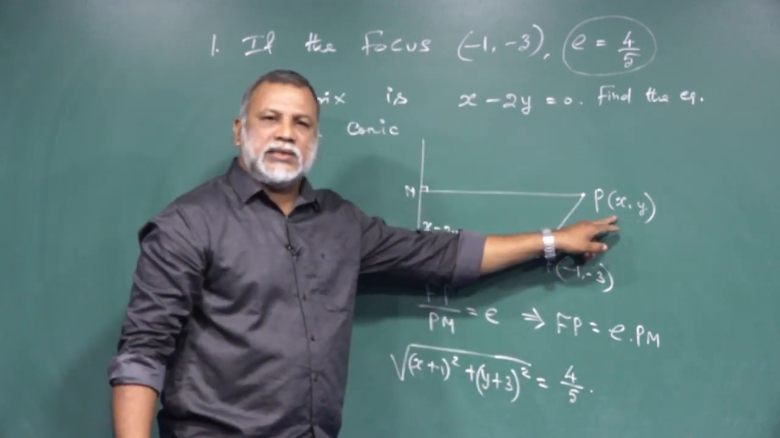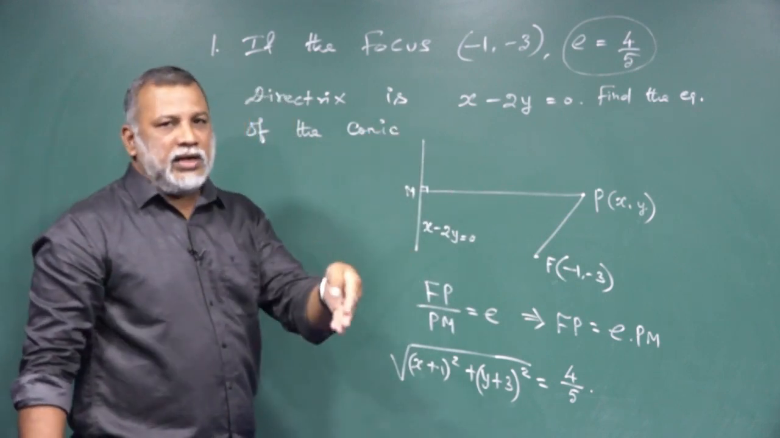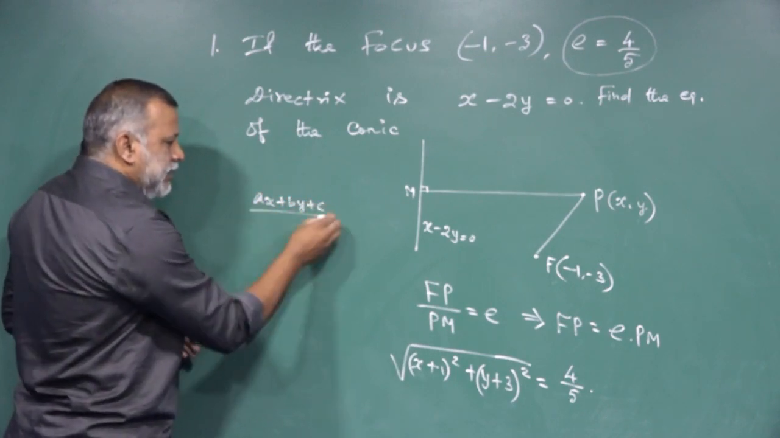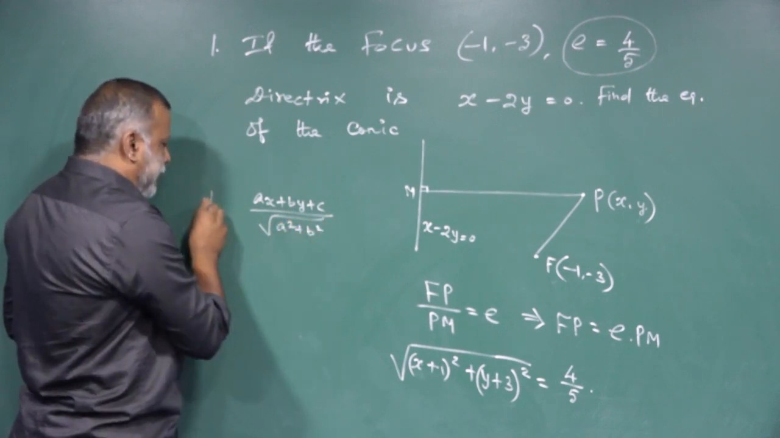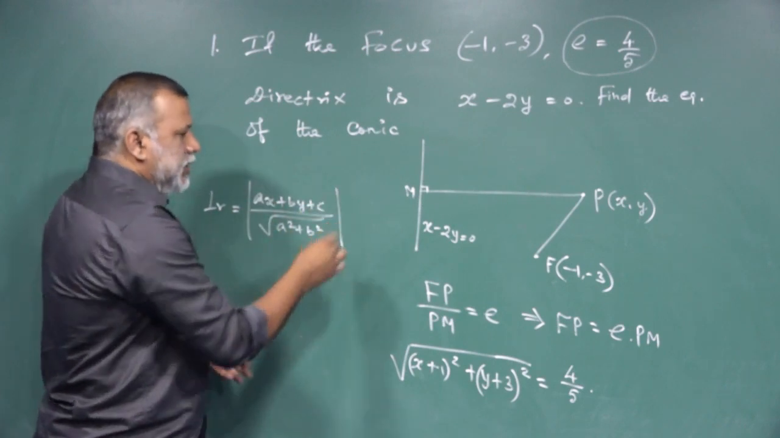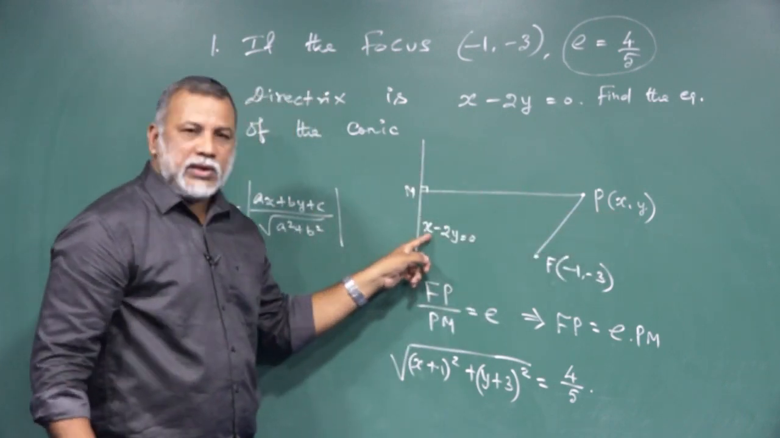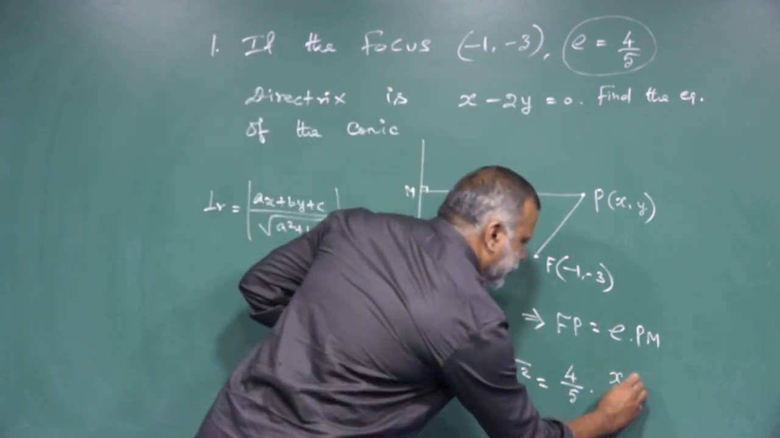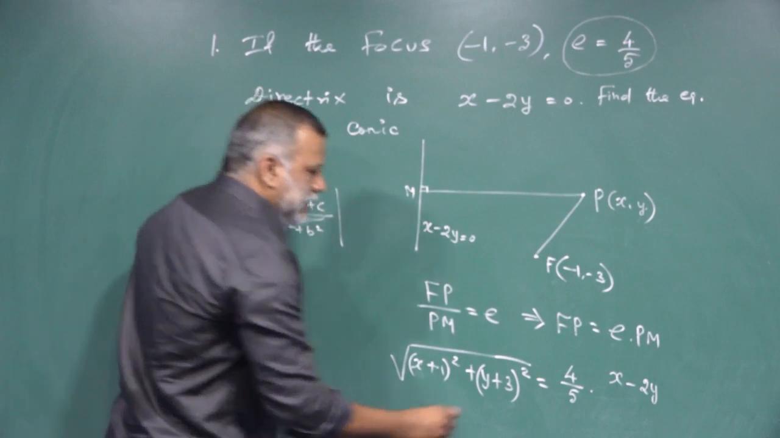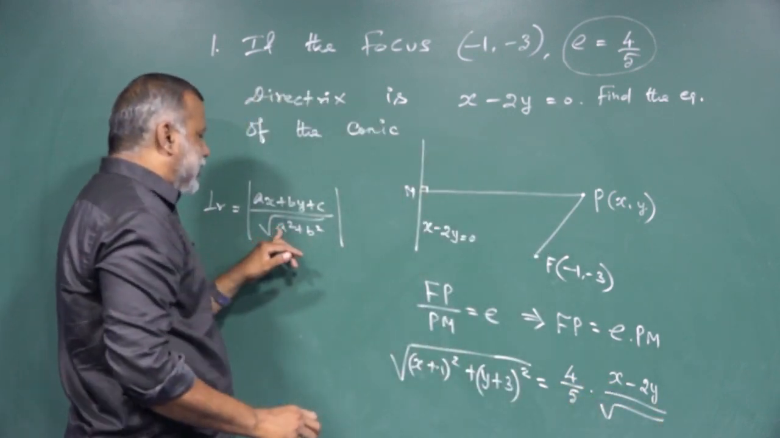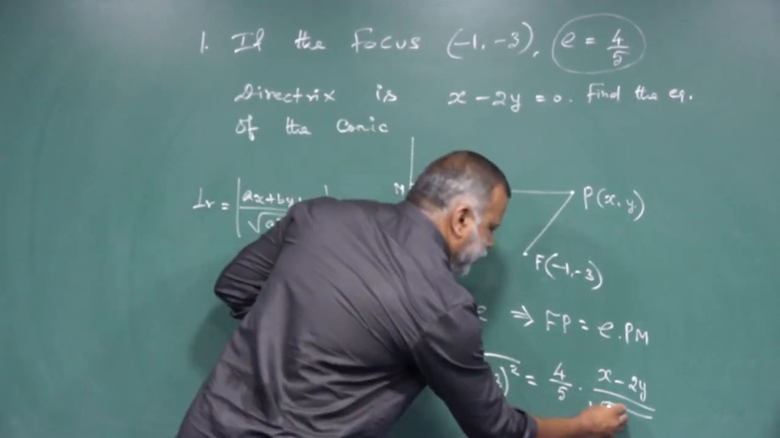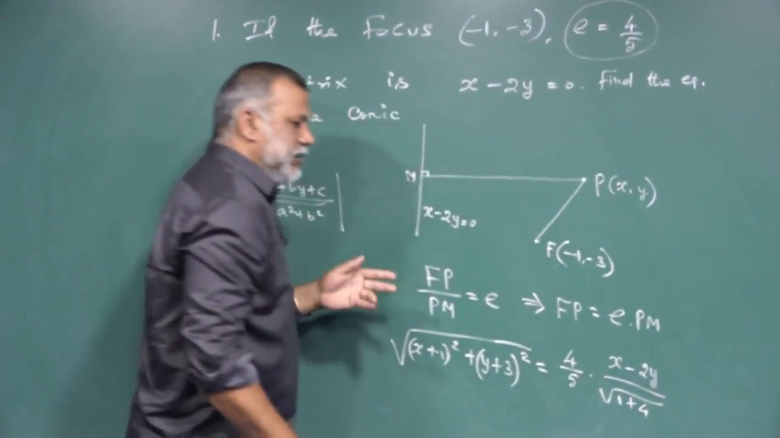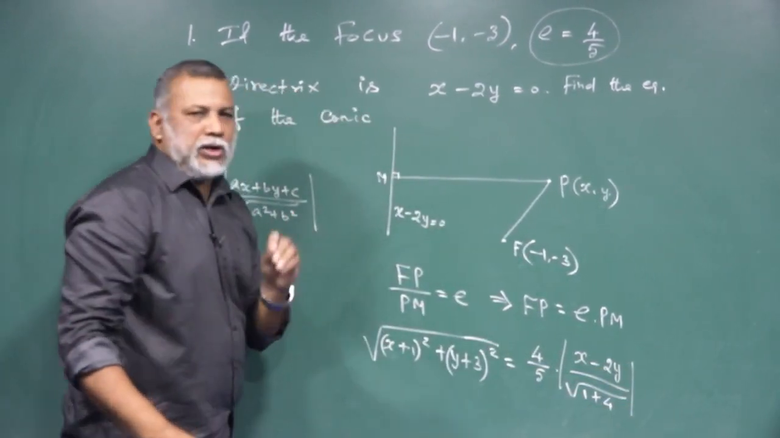What is the meaning of PM? It is the perpendicular distance from the point P x comma y to the directrix. Already we worked out the formula: Ax plus By plus C divided by root of A squared plus B squared is the perpendicular distance from a point to the line. So from this point P x comma y, we draw a perpendicular line, and the formula is, instead of Ax plus By plus C, we have x minus 2y. There is no constant here. Then divided by root of A squared plus B squared. The coefficient of x is 1, so A squared means 1 squared. The coefficient of y is 2, and 2 squared becomes 4. This is the value of PM. It must be a positive value only.